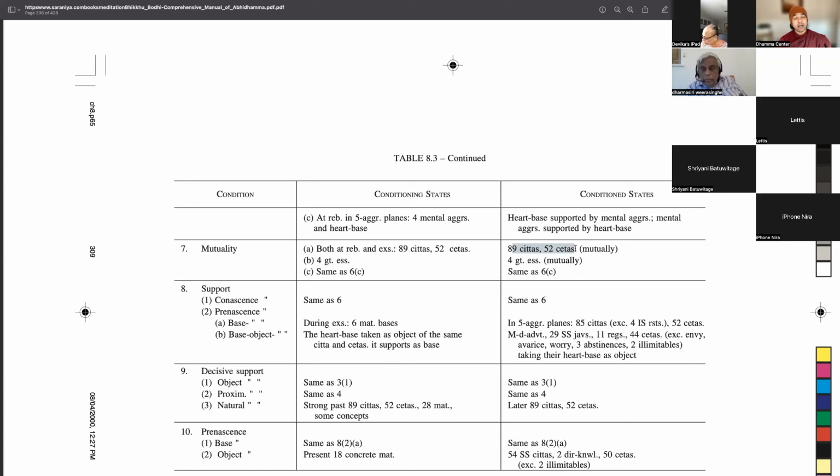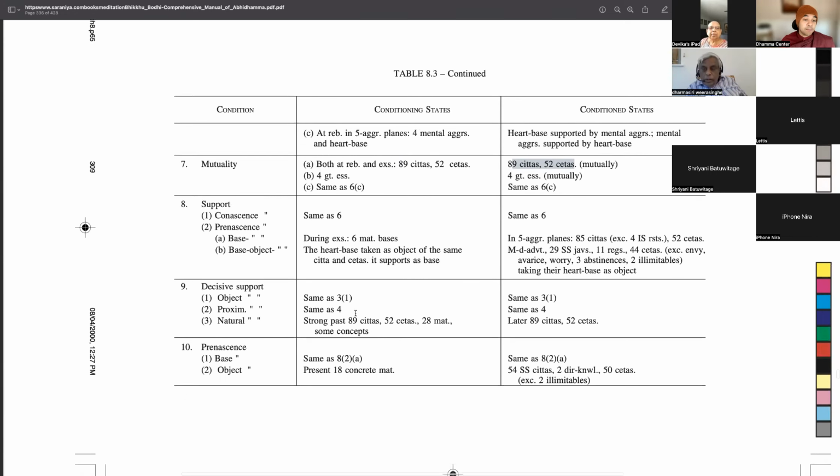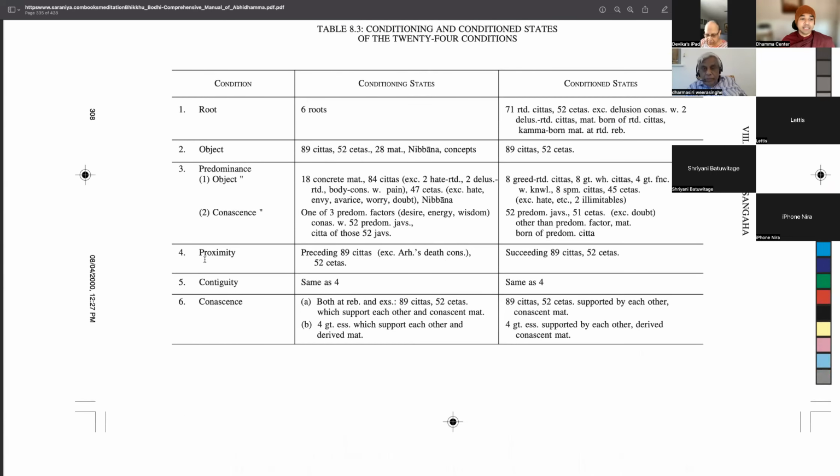How? If we give an example, because of present moment akusala, it conditions the arising of akusala in the next moment. Right? What pachcha is that, Dhamsiri? Proximity. Proximity, yeah. In Pali, Anantara. Anantara pachcha. Now we have mutuality condition there.